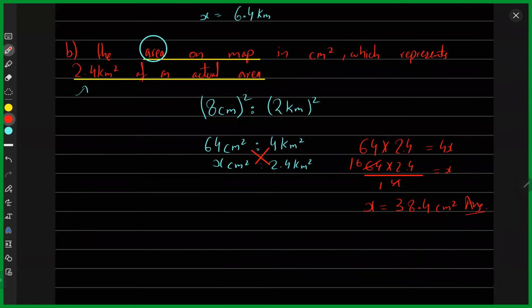Again, on the map, it would be the smaller unit and actually it would be the larger unit, right?